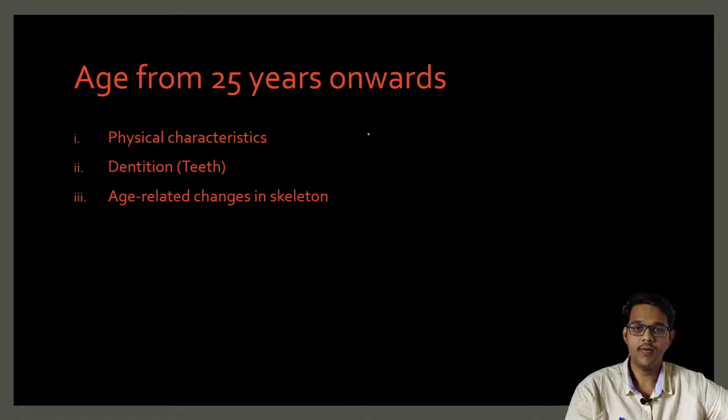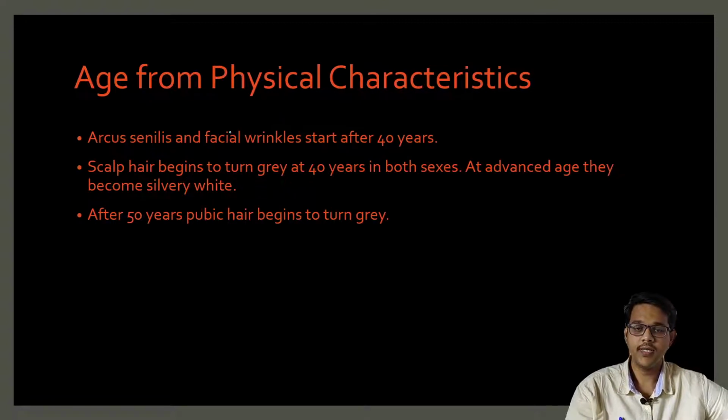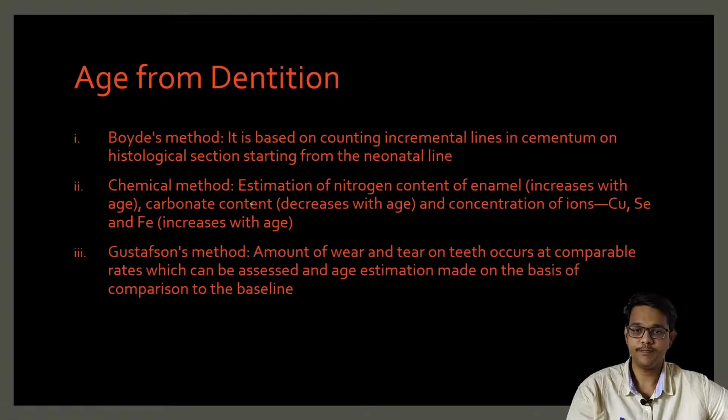Age from 25 years onwards can be determined from the physical characteristics, changes in the dentition and age-related changes in the skeleton. Physical characteristics include presence of arcus senilis and facial wrinkles, which start at 40 years of age. Arcus senilis is nothing but the degradation in the cornea. Scalp hair begins to turn gray at the age of 40 years and as age advances, it becomes silvery white in color. At 50 years, pubic hair starts to turn gray.